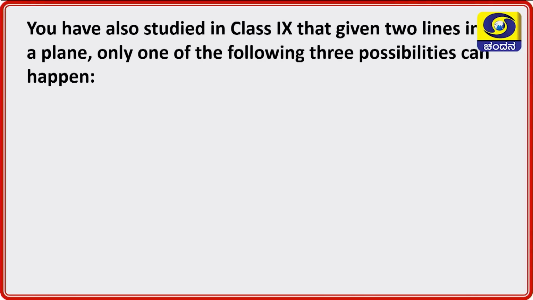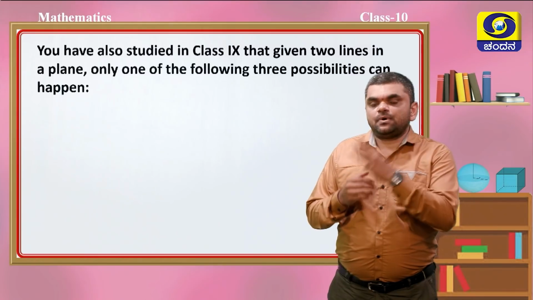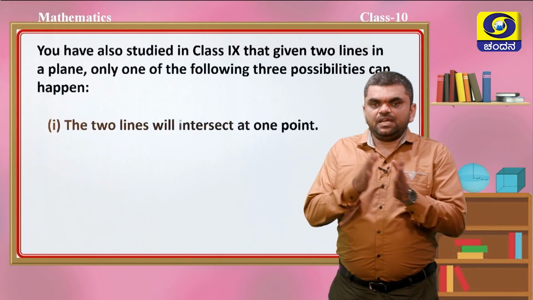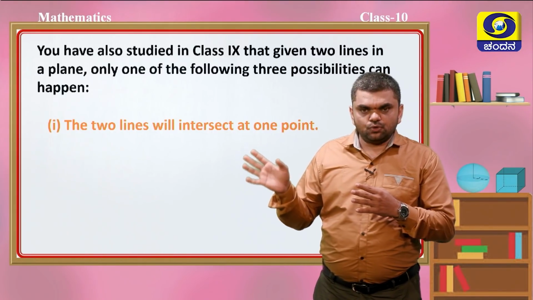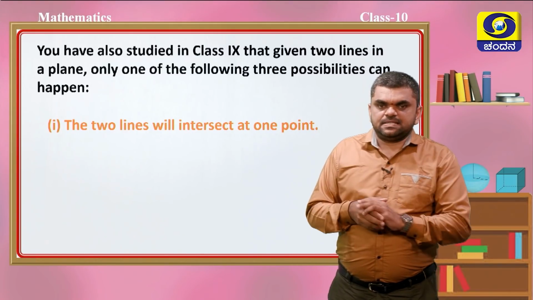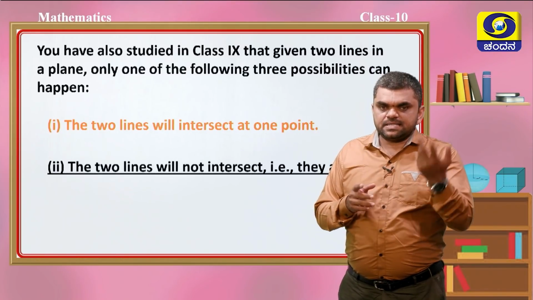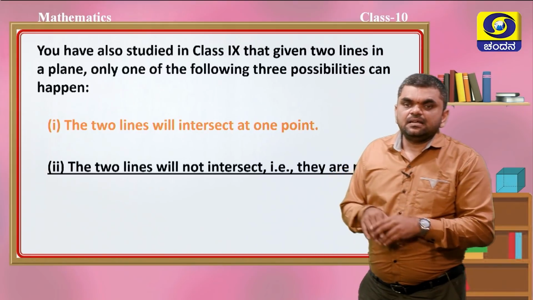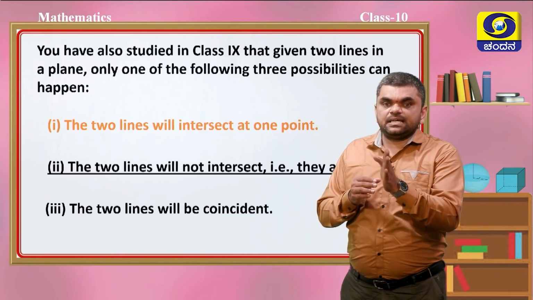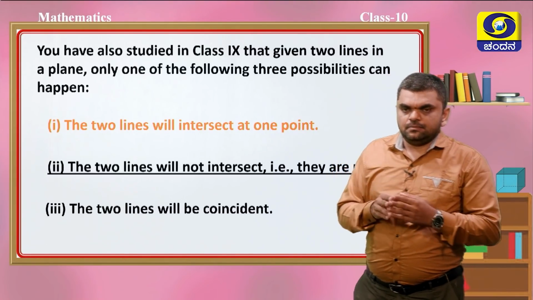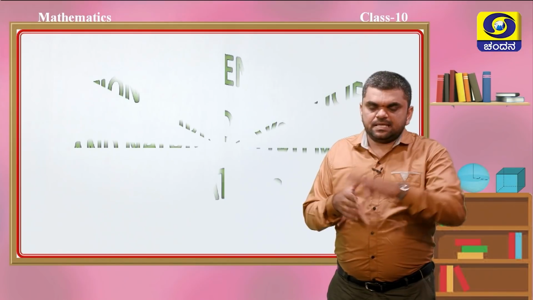You have also studied in class 9 that given 2 lines in a plane, one of the following 3 possibilities can happen. When we plot the equations for 2 straight lines, there are 3 possibilities. The first possibility: the 2 lines will intersect at a single point. The second: the 2 lines will not intersect, they are parallel. The other: the 2 straight lines will coincide with one another. These are the 3 possibilities here, children.